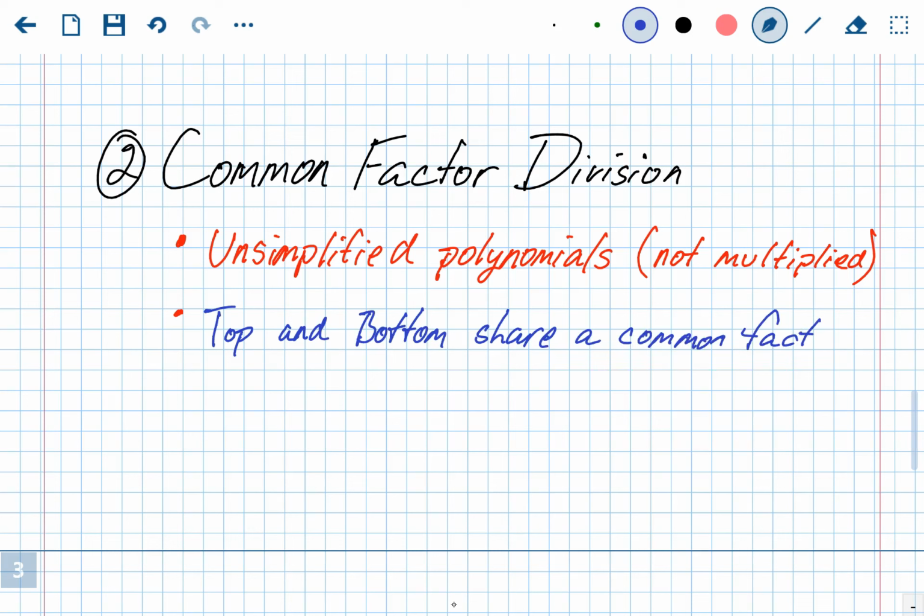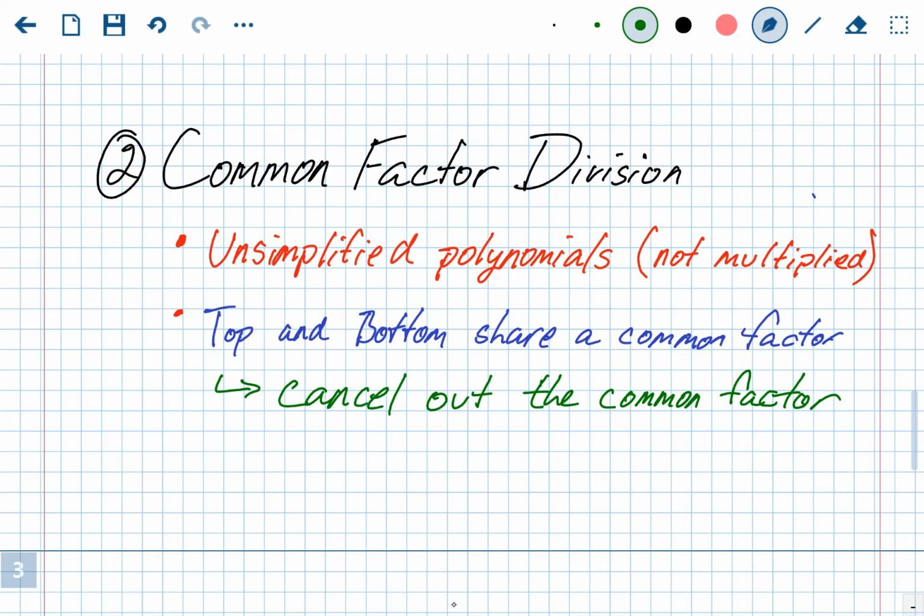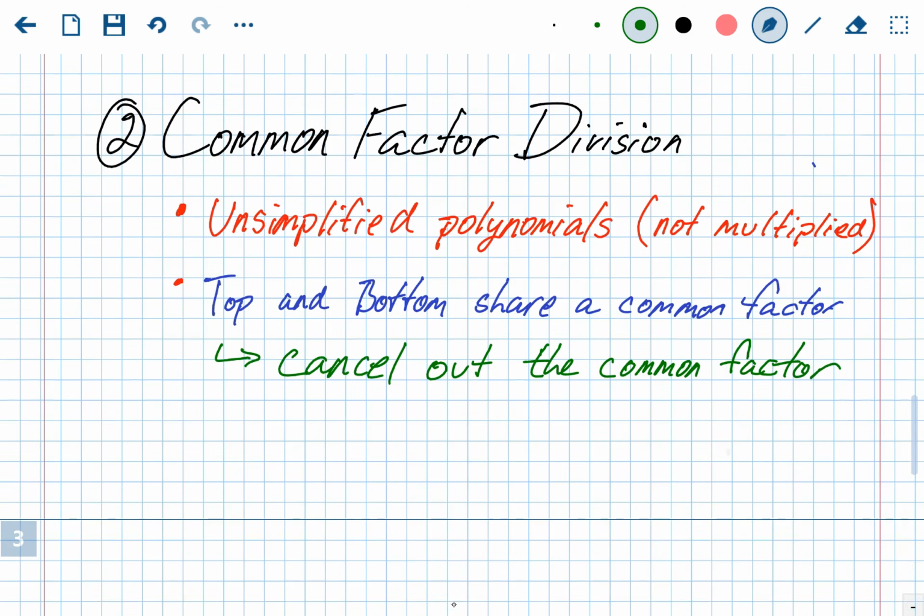Okay, so the top and the bottom share a common factor. And what do we do with that common factor? Well, we're going to cancel it out. So if the top and bottom share a common factor, we cancel that common factor out. And again, the reason we can do that is because if there's something that matches on top and matches on the bottom, anything divided by itself is 1, and we can cancel that out because of the multiplicative identity. So everything comes back to those number properties we did at the very beginning of the year. Those number properties are really why all this other stuff works.